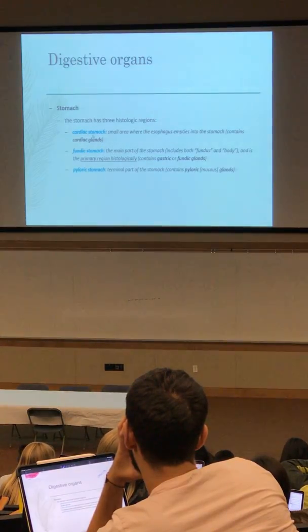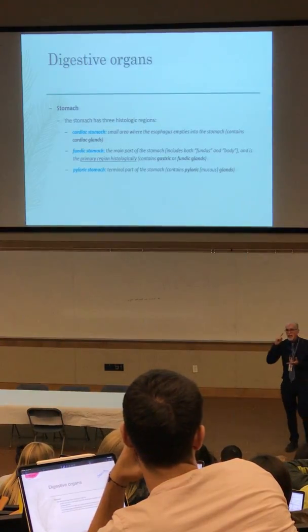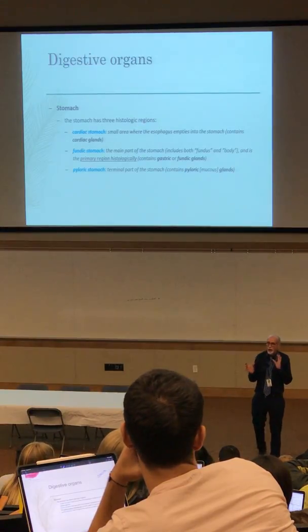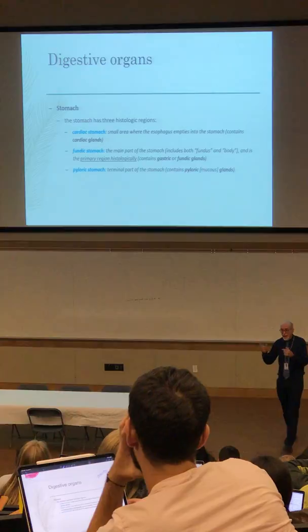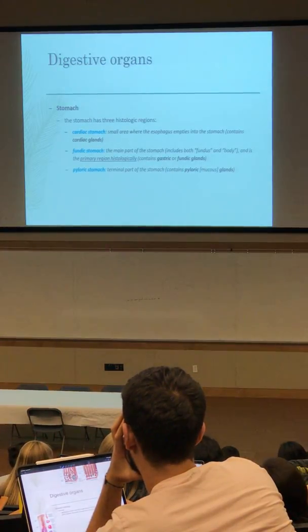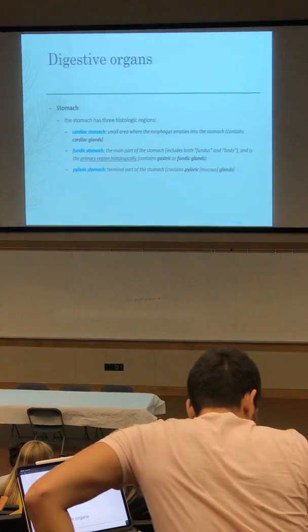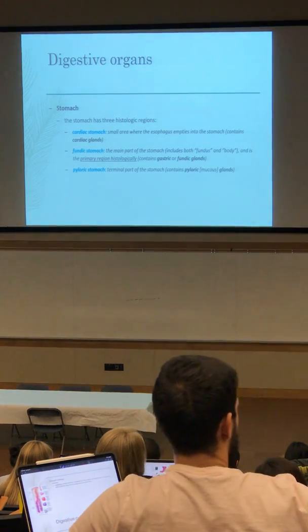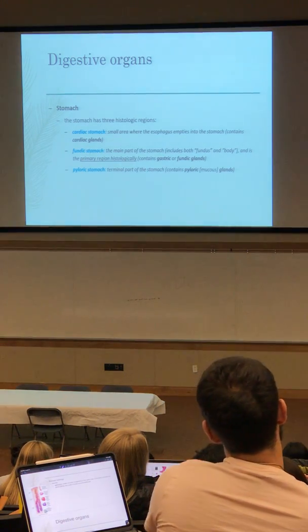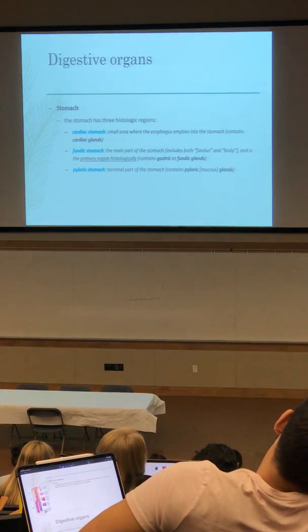When I took histology, we had to differentiate histologically between cardiac, fundic, and pyloric stomach. I am not going to do that to you. I will show you the differences in lab, but I will not require you to be able to identify those differences. The reason why we talk about 3 different parts is because we have 3 different histologies. The histology of each region is slightly different. I'm not going to ask you to identify those differences, so you don't have to worry about that.